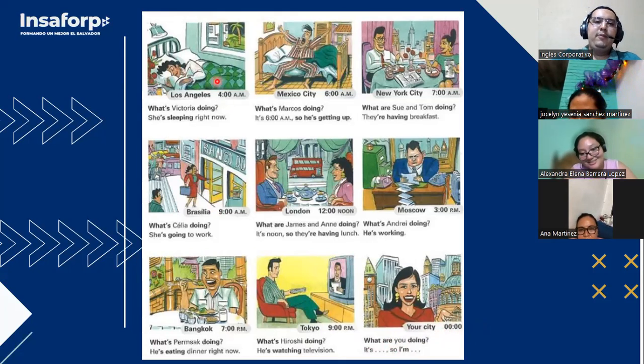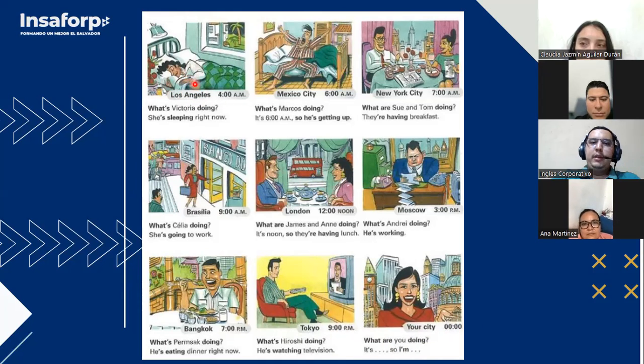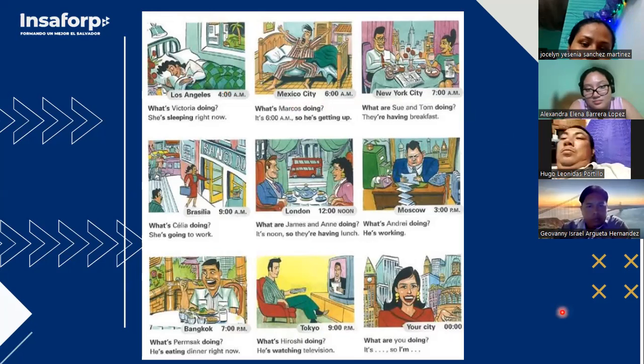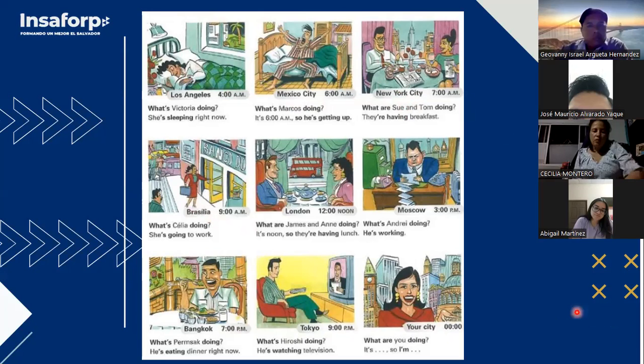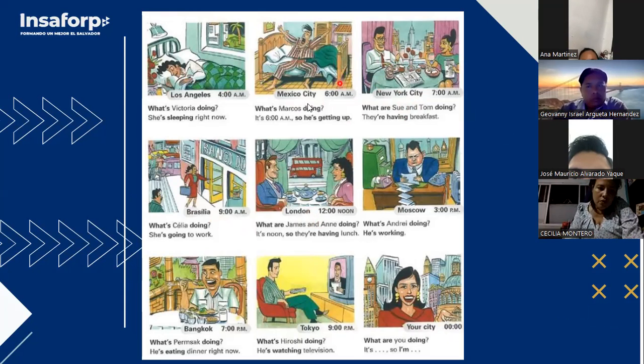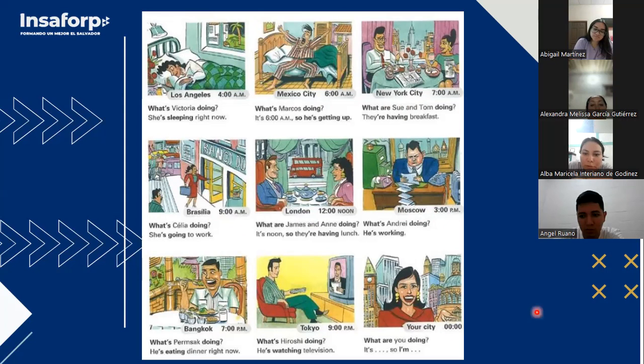Okay, who wants to help me with the first image in this one? Claudia Yasmin, you're going to help me with Los Angeles. Christopher, you're going to help me with Mexico. Hugo, you're going to help me with New York City. Dalila, you're going to help me with Brasilia. Cecilia Montero, you're going to help me with London. Jocelyn Edith, you're going to help me with Moscow. Senorita Abigail, you're going to help me with Bangkok.